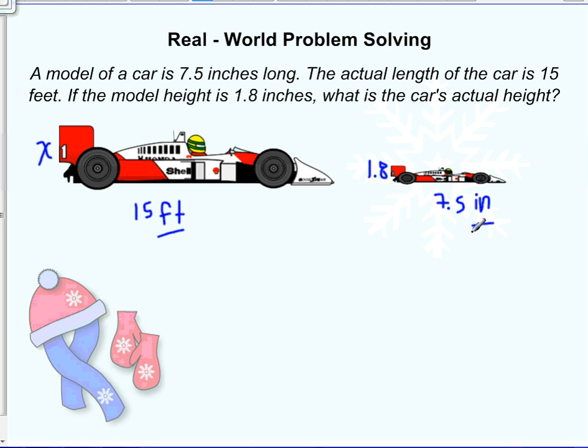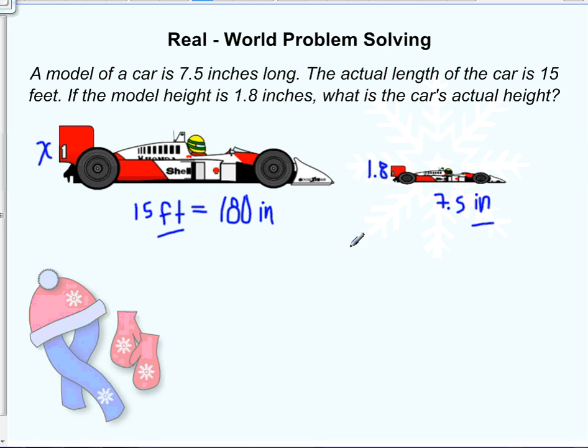Now, one of the first things you should notice right away is we have two different measurement units. We need to make sure that when we're setting up our proportions that we are only using one, okay? So I need to convert my 15 feet into inches. And to do that, I need to know how many inches are in a foot. And we know that 12 inches are obviously in a foot. So I can multiply 15 times 12 and get 180 inches.